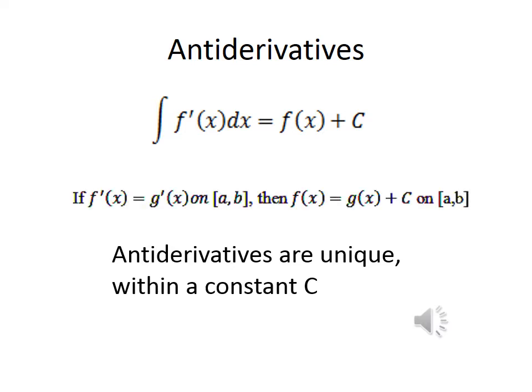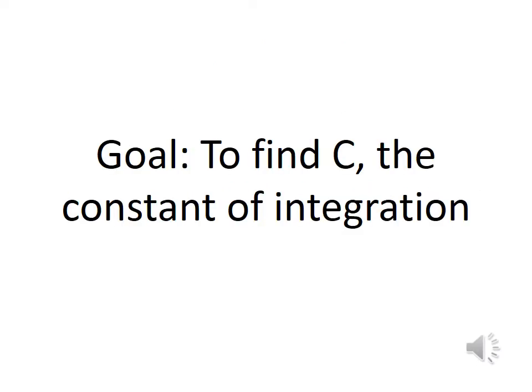If f prime of x equals g prime of x on the closed interval a to b, then f of x equals g of x plus c on that same interval. Our goal for this video is to find the constant c, which is called the constant of integration. First, let's practice finding a couple of antiderivatives. We're going to use these results later on in the video, so try to remember them.